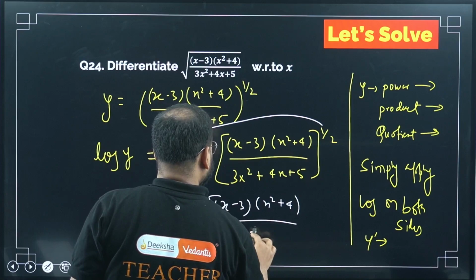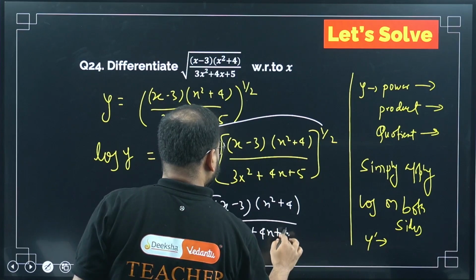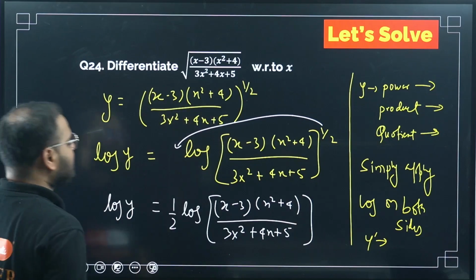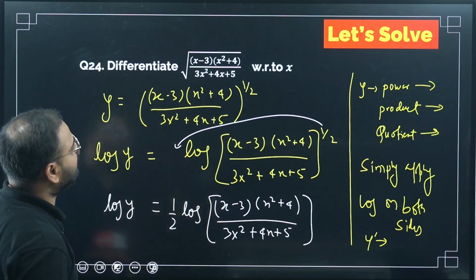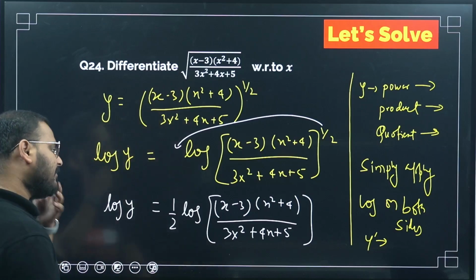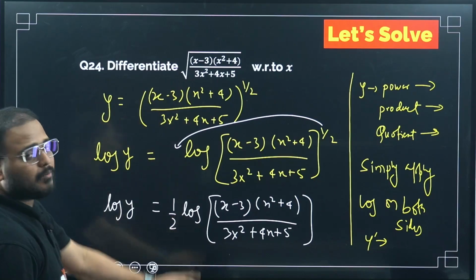Hope I'm not making any mistakes. Please check if I missed some plus sign or minus sign somewhere. Sometimes it happens in continuity. So please check: 1 by 2 log of x minus 3 times x square plus 4 upon 3x square plus 4x plus 5. Okay. Now we'll take the differentiation. Can we take the differentiation now, sir? Actually, we can do one more step.